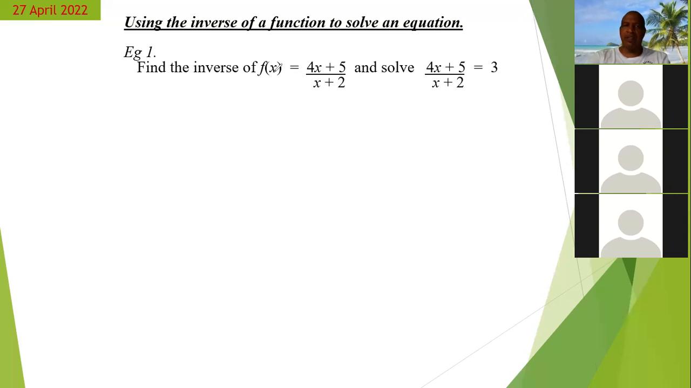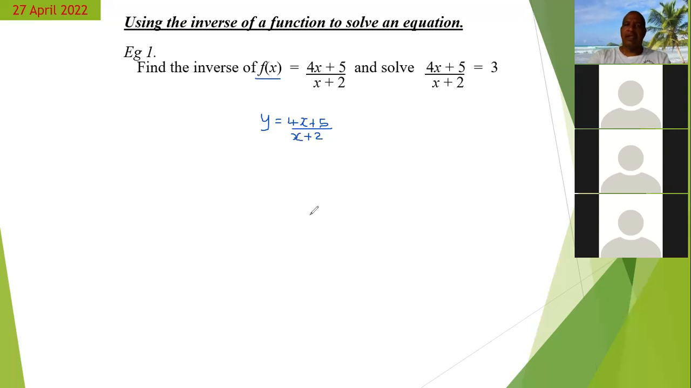So the first step should be you replace f of x with y. You have to follow the steps, Dorothy, because if you don't, you lose marks. So the first step is to replace f of x with y. So you'll get y equal to (4x + 5) over (x + 2). So that's the first step, right, Dorothy?